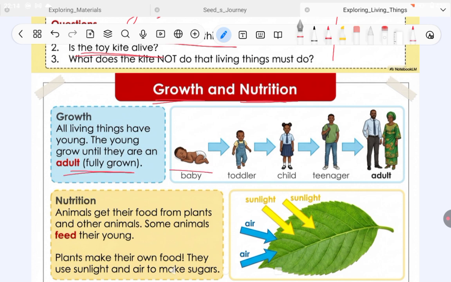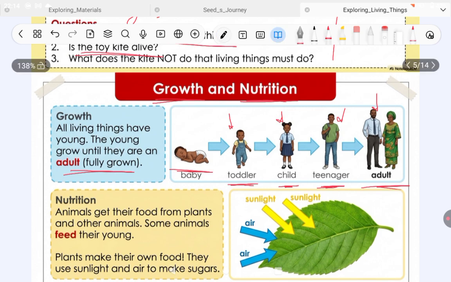For example, you started as a baby, then you became a toddler, a child, a teenager, and then an adult. The same thing with your parents. They started as a baby, they became a toddler, then a child, then a teenager, and then they gave birth to you as a baby. So all living things must grow.